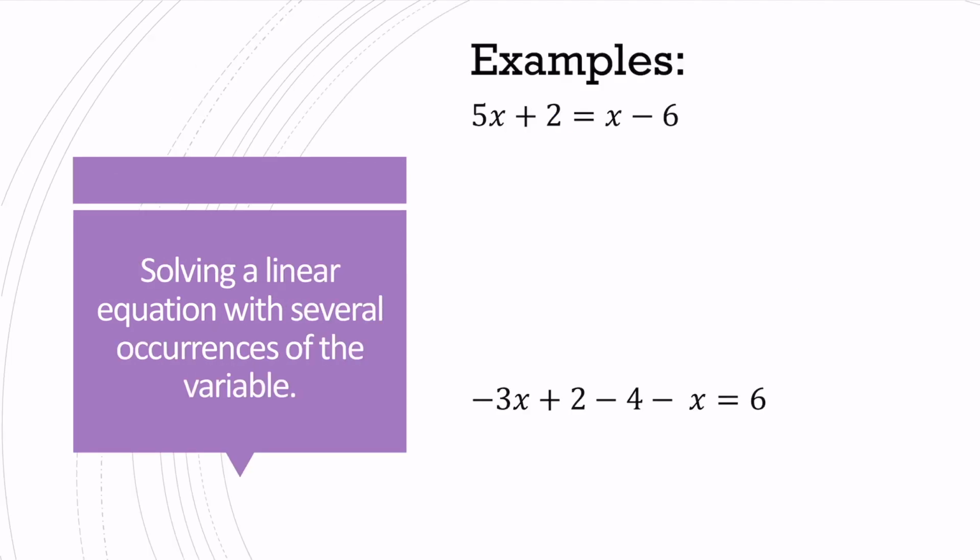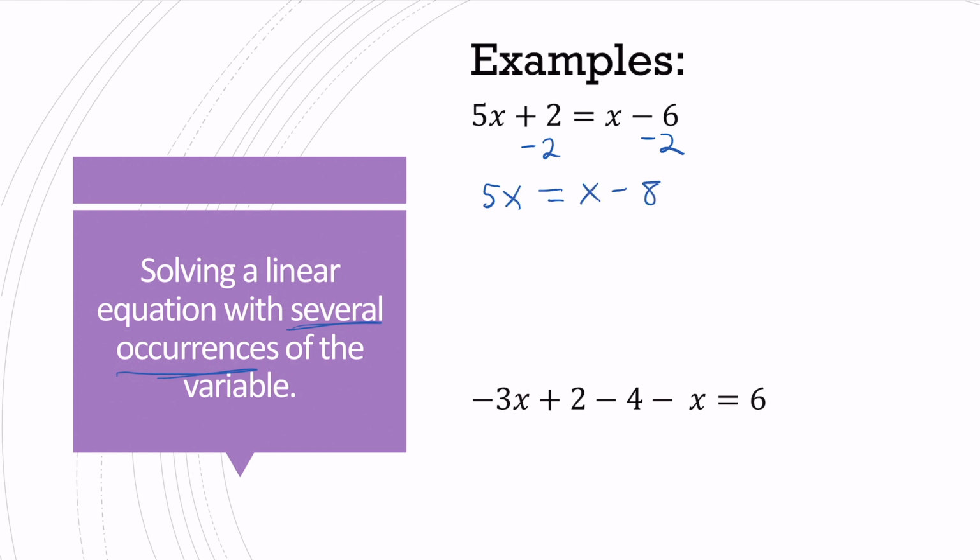In those previous examples, we were only combining the like terms of our constants. That's our number parts. So let's take a look at when we have several occurrences of a variable. So here I have 5x plus 2 equals x minus 6. I still need to combine my constants. So I could subtract 2 from both sides, get 5x equals x minus 8.